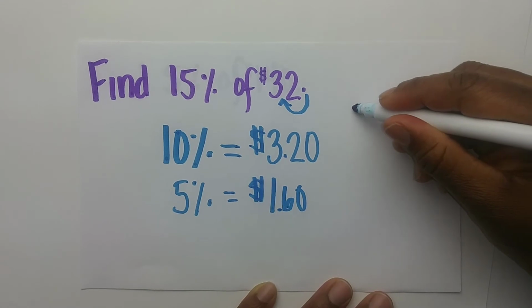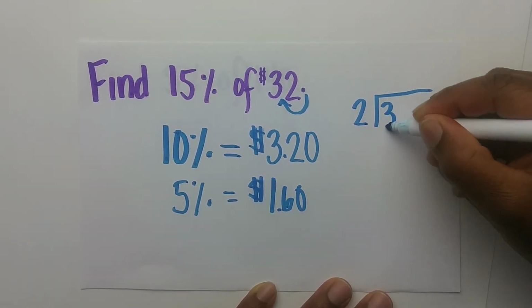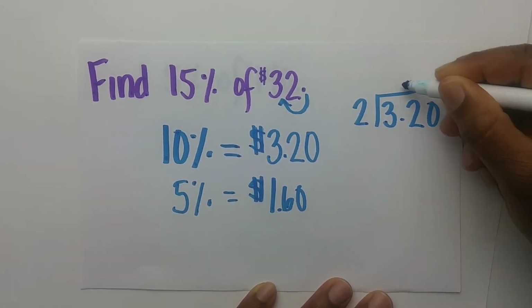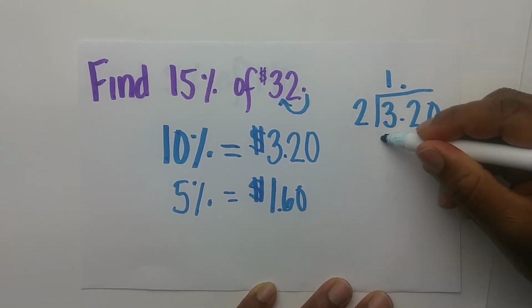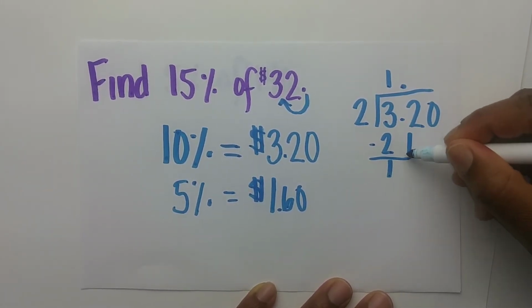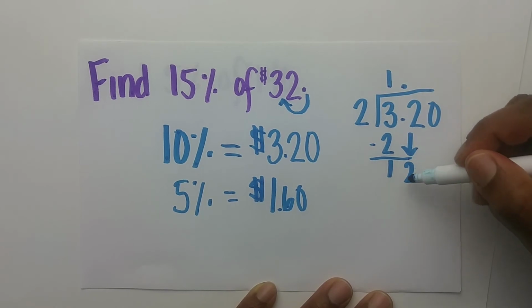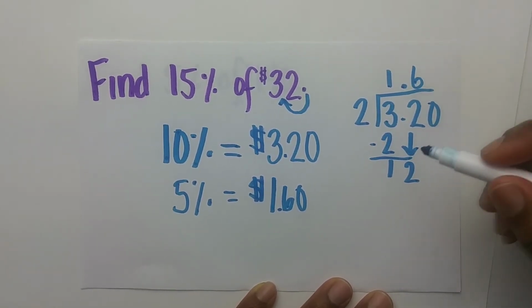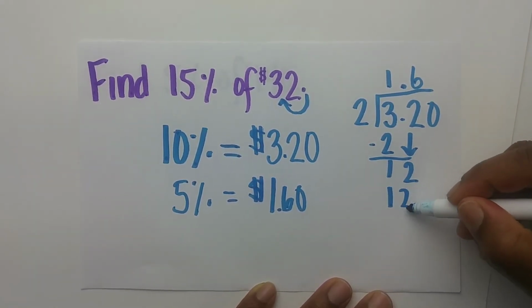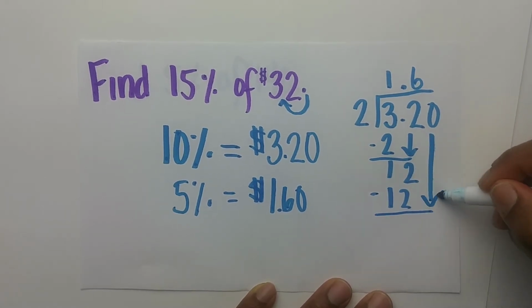Okay, and if you didn't know that, you can just do division. You can divide it, put the decimal point there. 2 times 1 is 2. Subtract, I'm left with 1. Bring down the 2. 2 goes into 12 6 times. Line the place values up, which equals 12. I subtract.